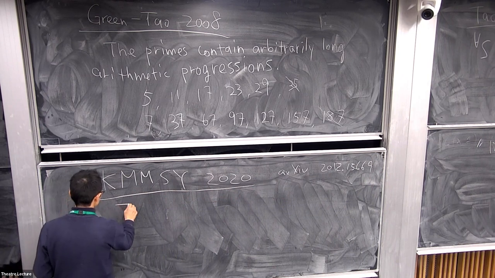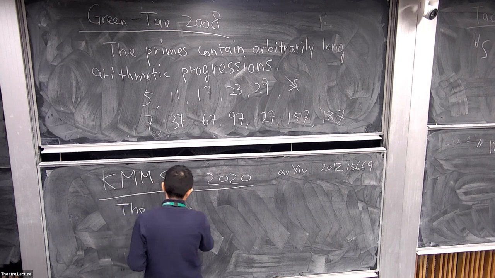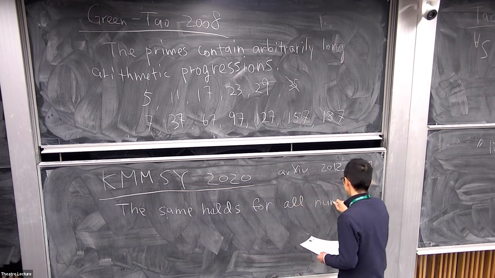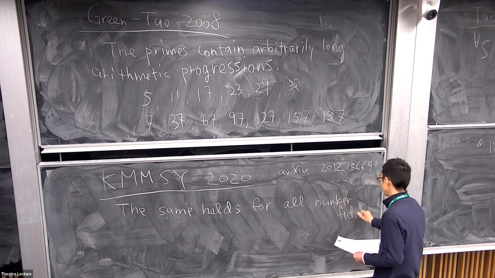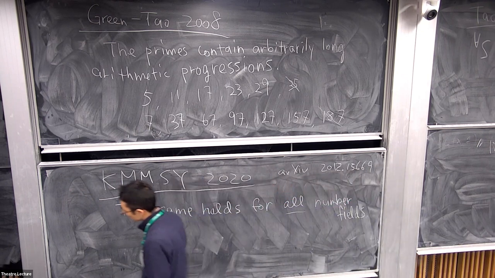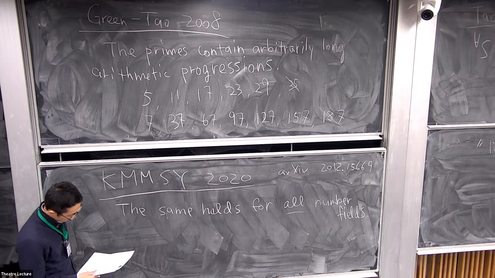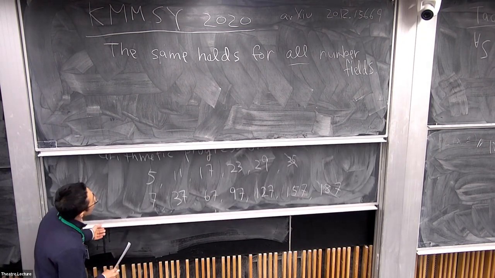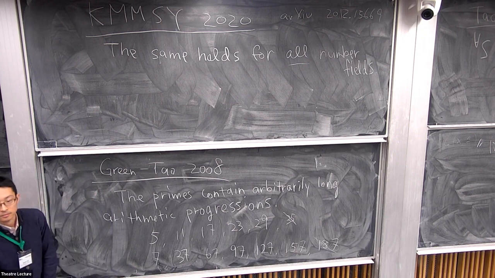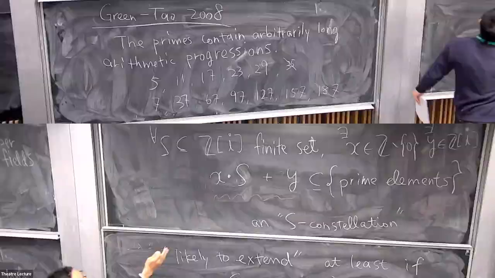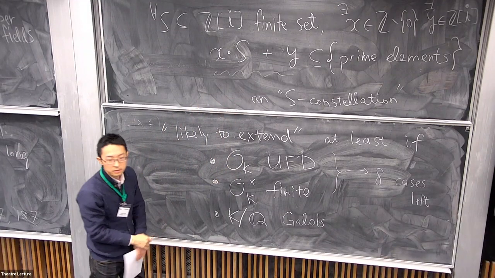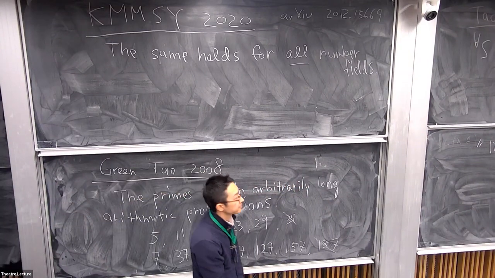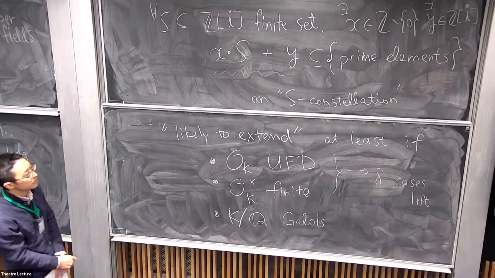What we proved is that, actually, there's nothing to worry about. We replace two appearances of the Z by O_K. That's all. It holds in complete generality. Is X still in Z? X can be taken to be a non-zero integer.